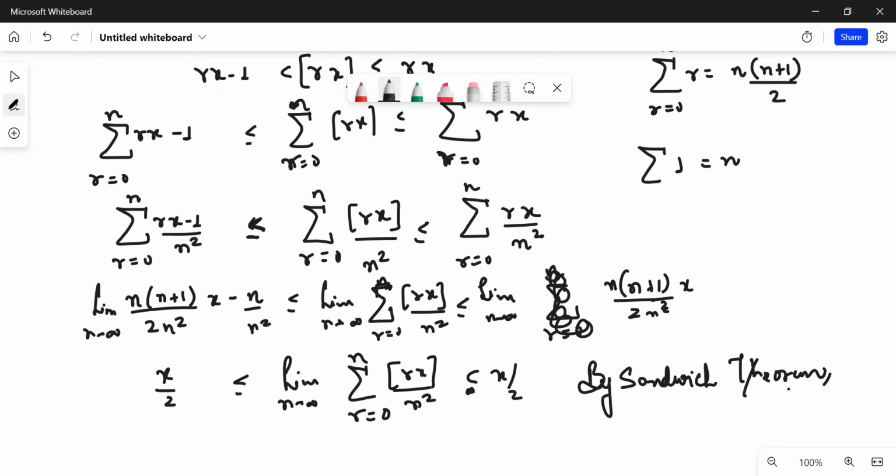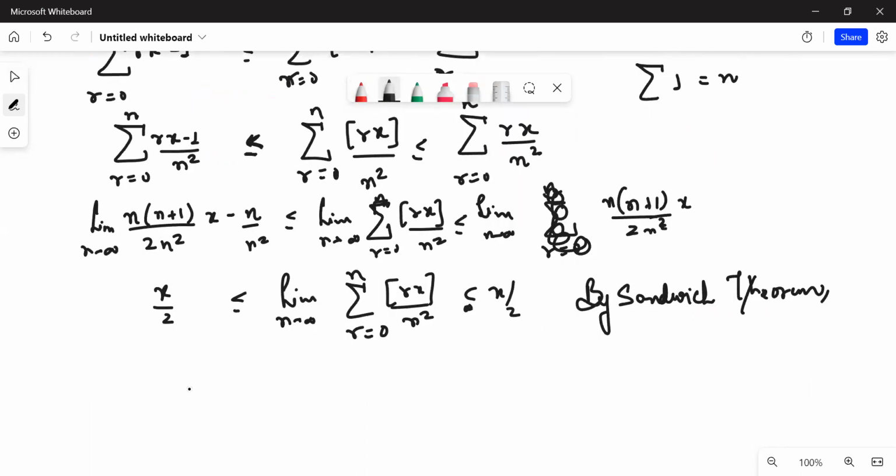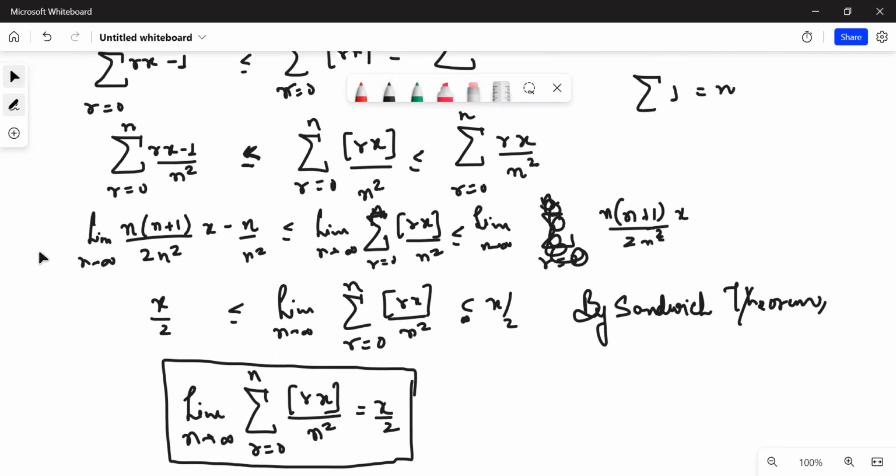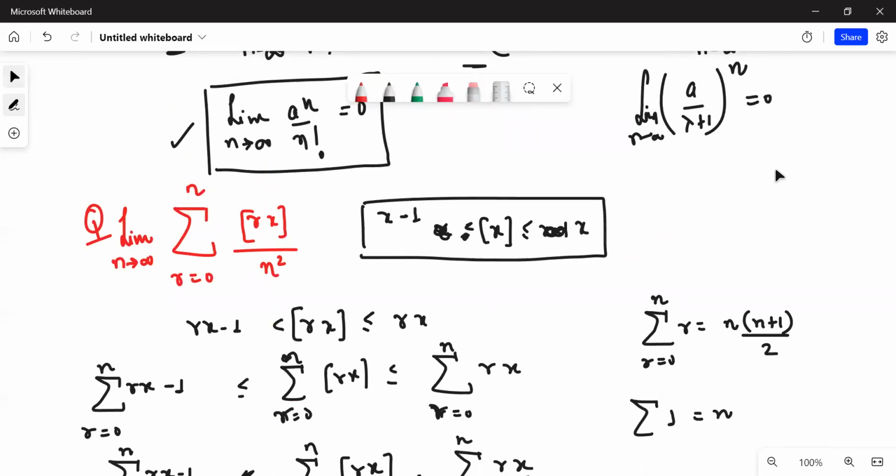By the sandwich theorem, I would write that the limit n tends to infinity, summation r equal to 0 to n, greatest integer rx divided by n square, would be equivalent to writing x by 2. Is that clear? Okay, good. So I hope now you can do questions when it comes to the sandwich theorem.